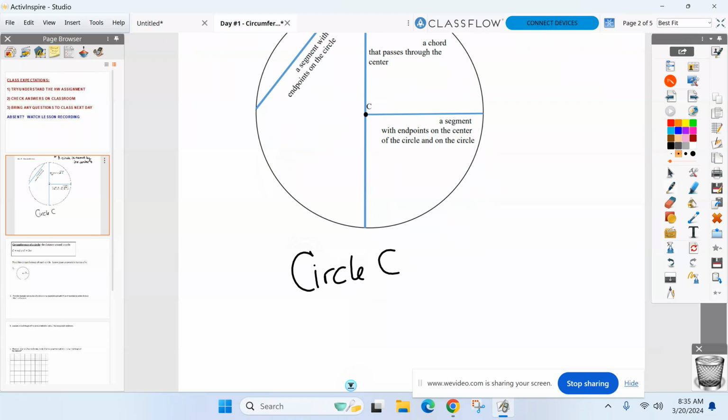Notation. I don't use this notation, but the textbook definitely will, so I want you to be familiar with it. They may not write out the word circle. They may use this notation right there, circle C. I'm not a big fan of that, so I don't use it, but the textbook will.